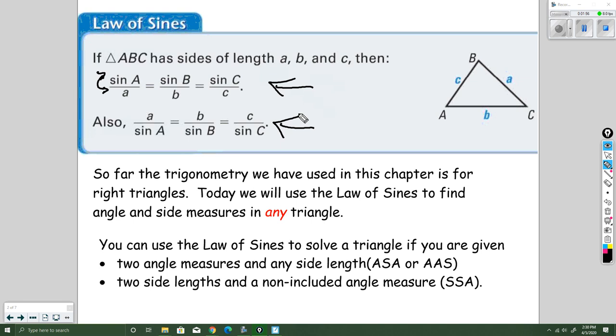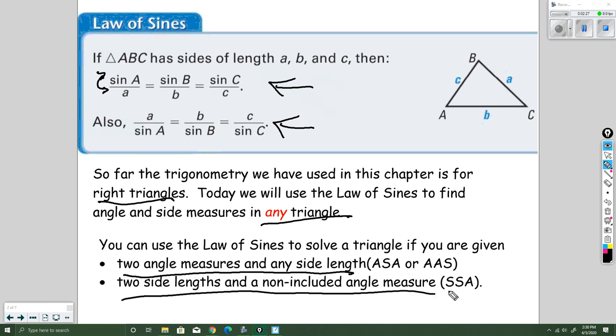So far, like I said before, we've been talking about right triangles. We can use the law of sines in any triangle, essentially. That includes right triangles, it works for them as well. We just don't need to use it on right triangles. So what we're going to do is use the law of sines to solve a triangle if we're given angle side angle or angle angle side information, so essentially two angles and a side. And also side side angle information, two sides and a non-included angle measure.